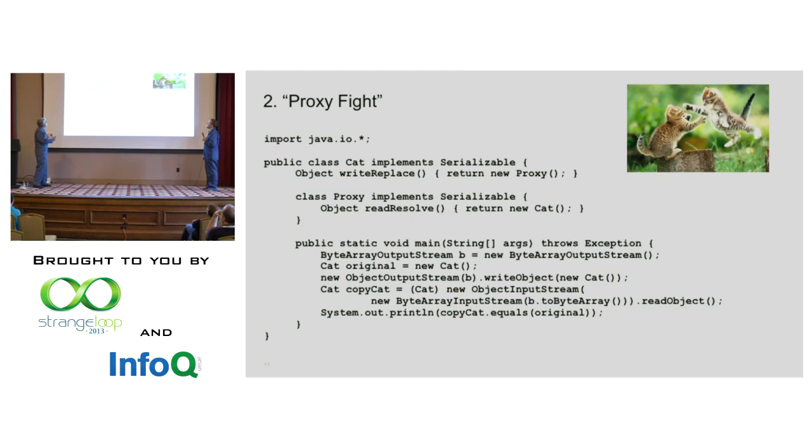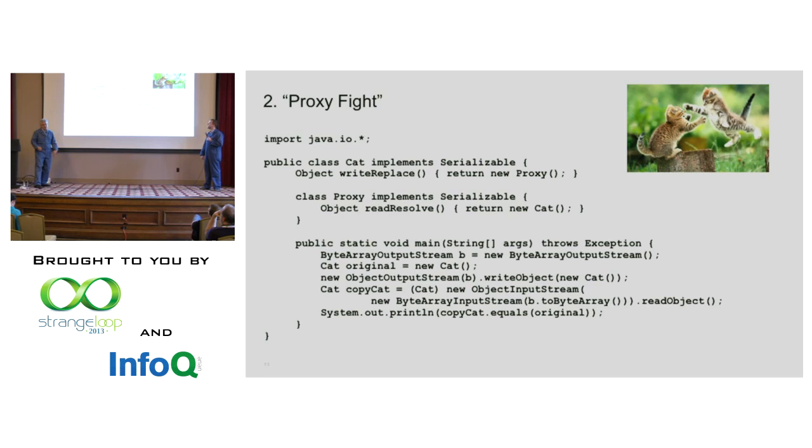writeReplace, as you guys may know, basically nominates a candidate to be serialized instead of the object, the so-called proxy, because you might not want to actually serialize the poor little pussycat himself. You get a better representation of the pussycat. That's the proxy. And that's what is serialized. And then when you deserialize it, you have a readResolve method on the proxy that is serialized. And it basically turns the proxy back into the cat.